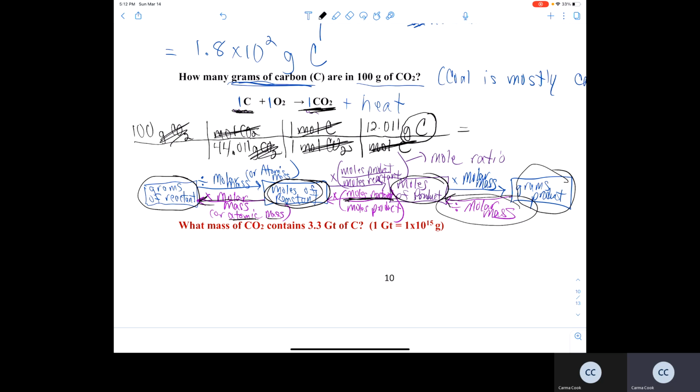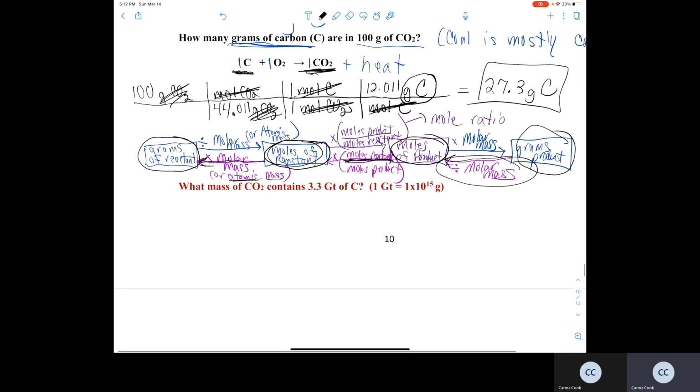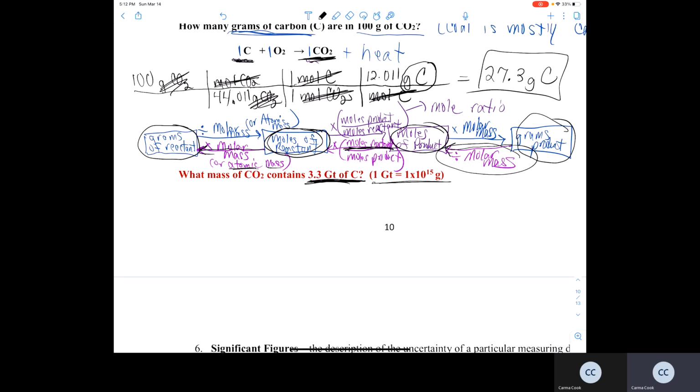So now just do the math. 100 times 1 times 12.011. Get that result and divide by 44.01, and you get 27.3 grams of carbon. So now we're ready to answer that previous question. If we're netting 3.3 gigatons of carbon being added to the atmosphere by the burning of fossil fuels and deforestation, and if 1 gigaton is 1 times 10 to the 15 grams, what mass of CO2 contains 3.3 gigatons of carbon? So if we have 3.3 gigatons of carbon, how many gigatons of CO2 is this?